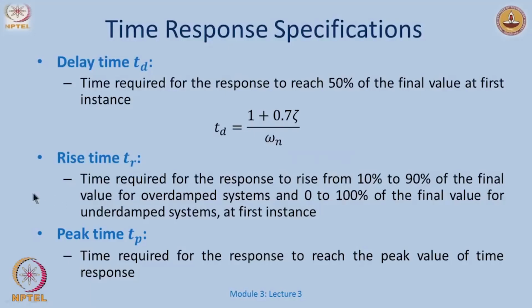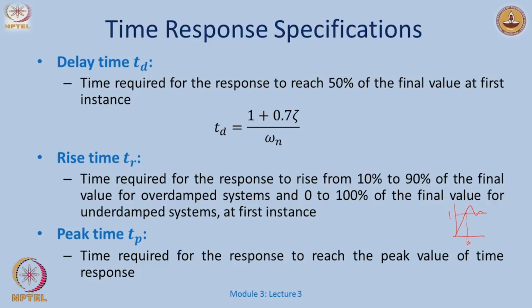The rise time is usually defined as the response to rise from 10% to 90% of the final value for overdamped systems, and since we are here looking at underdamped systems, we will look at what time it reaches the desired value the first time, or from 0 to 100% of final value at the first instance. For example, if I just were to plot it, and I say this is my desired value, this is what is called the rise time, where it reaches the value of 1 the first time.